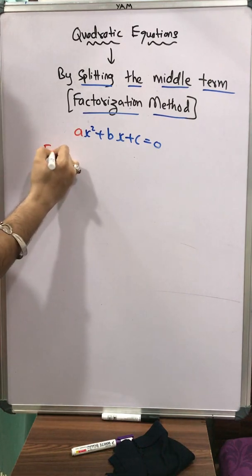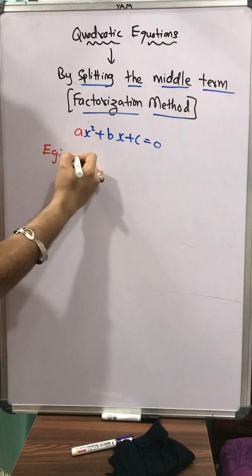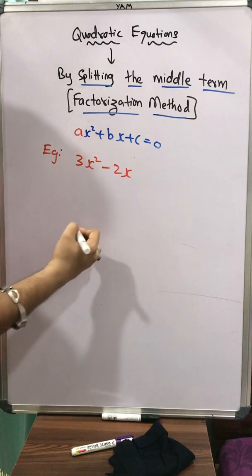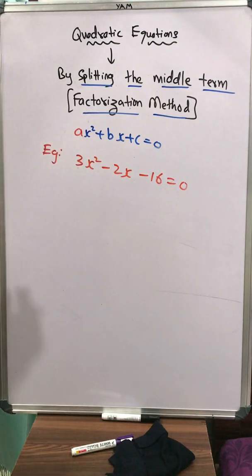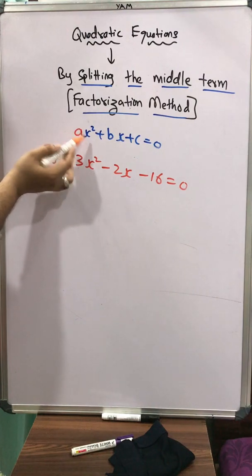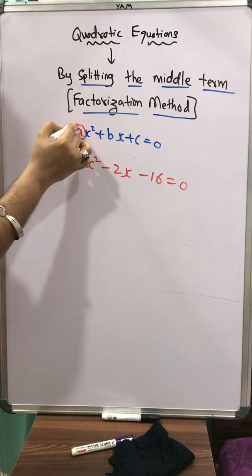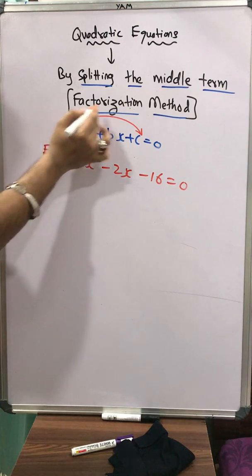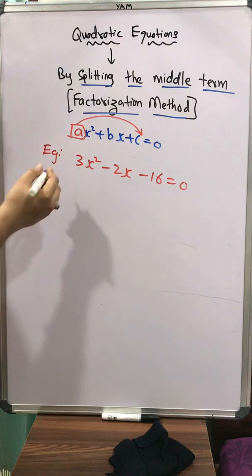Let me take one example over here. Let's take a quadratic like 3x square minus 2x minus 16 is equal to 0. Now what's the change? Whenever we have a coefficient other than 1, I'm talking about the coefficient of x square, then that coefficient is multiplied with the constant term c. Okay, now let's see this example. I'll explain with the help of this example.